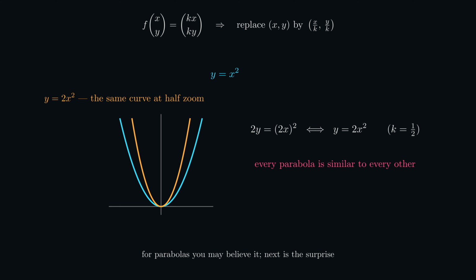So y equals 2x squared is not a new shape. It is y equals x squared at half zoom. In fact, every parabola is a zoomed copy of every other. They are all similar figures, in the precise geometric sense. For parabolas, perhaps you believe that already. The next one is the surprise.